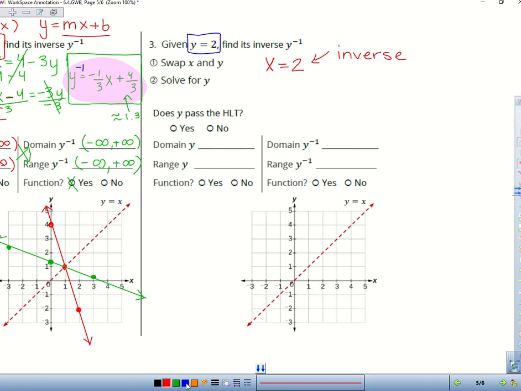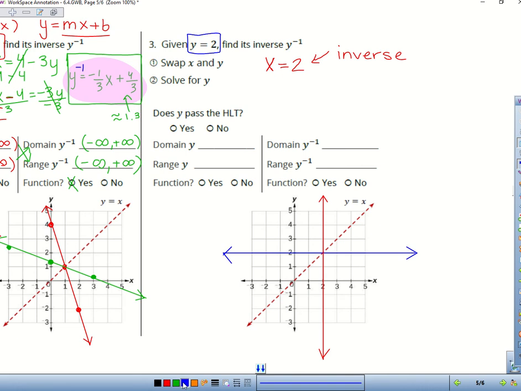So, the one in the blue, like you said, is a perfectly horizontal line at the value of y equals 2. And then in the red, that's a vertical line. And do you see how they're inverses and they're reflections over that line y equals x? Everyone see that?